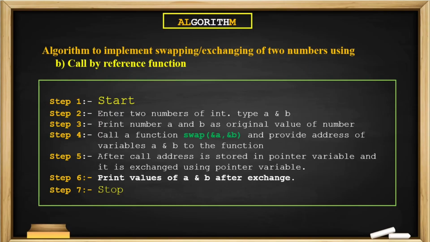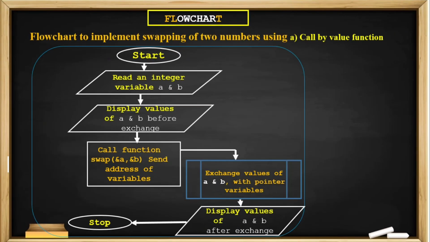In step 4 we will call function swap and provide an argument &a, &b to function, which is nothing but address of variable a and b. In step 6 we will print values of variables after exchange. Last step is step 7, that is stop.